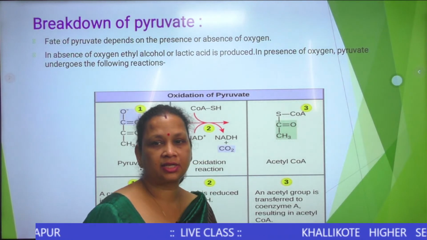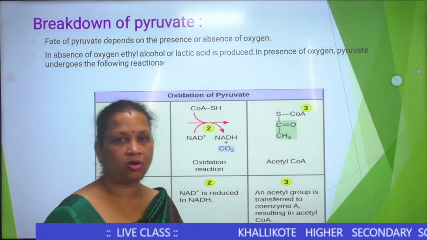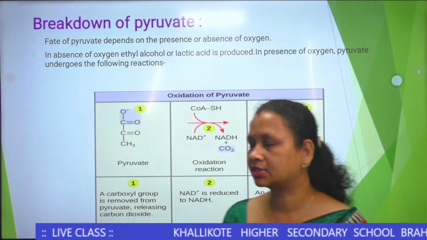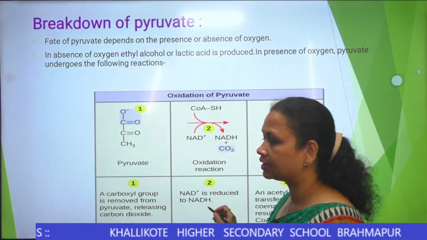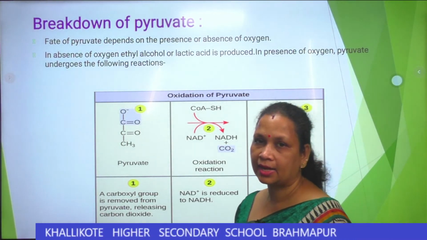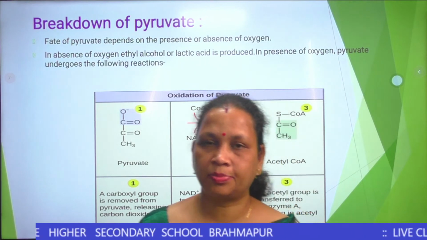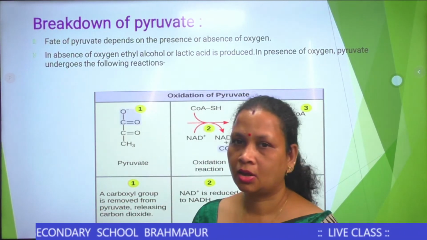So, in our next class we shall further discuss what happens to acetyl coenzyme A, how it enters into the Krebs cycle, and then how ATP is produced by terminal oxidation.